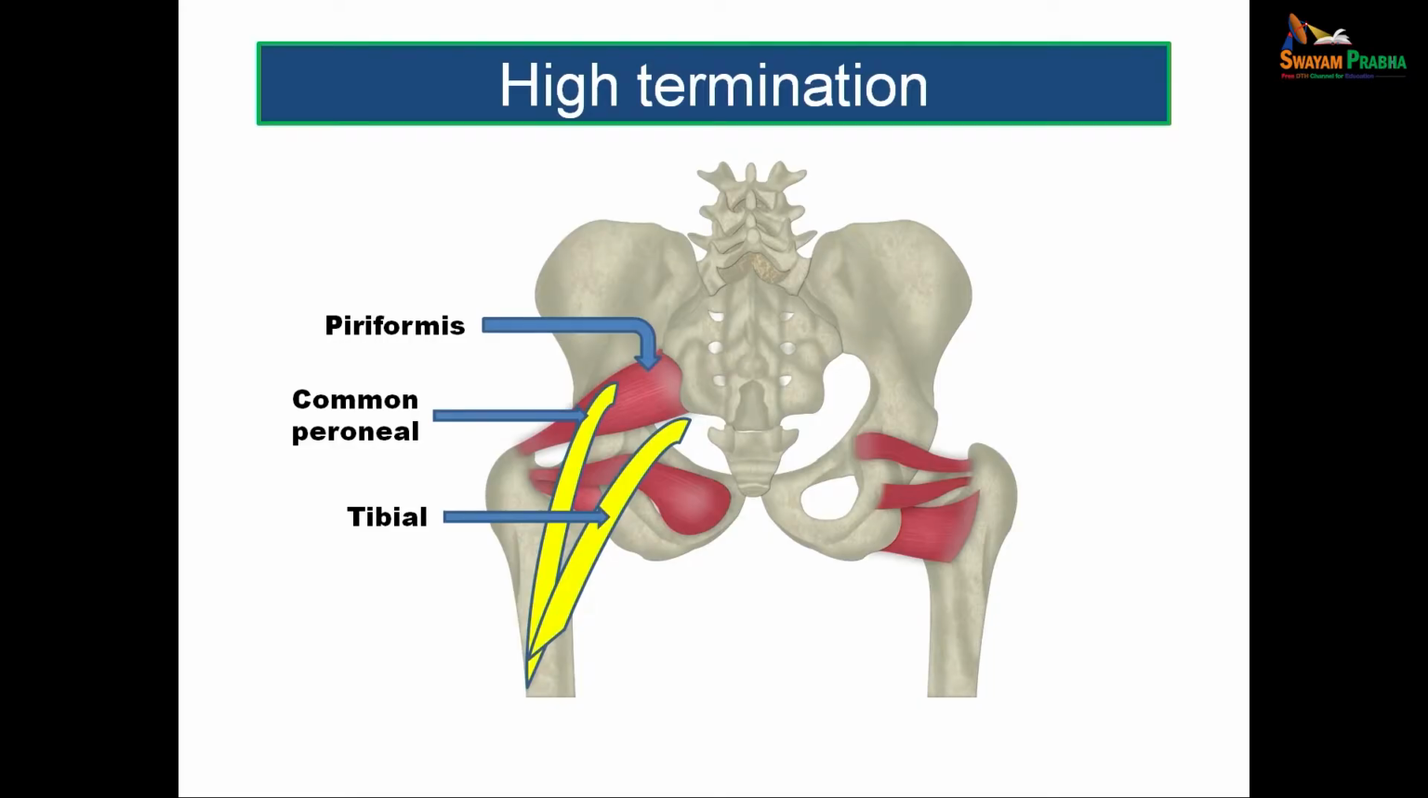Sometimes the sciatic nerve can terminate at a higher level. It can be as high as within the pelvis. Then you find the two components emerging separately. The common peroneal component pierces piriformis and emerges out, whereas the tibial component comes out of the greater sciatic notch below the piriformis. This is in case of high termination of sciatic nerve.